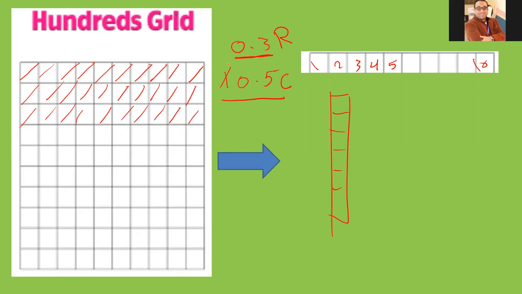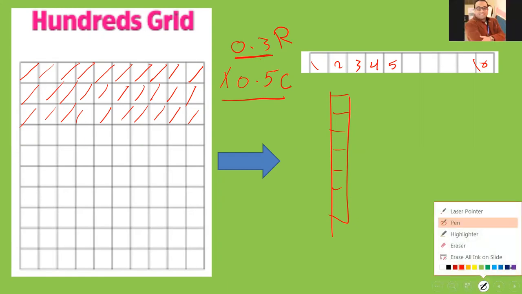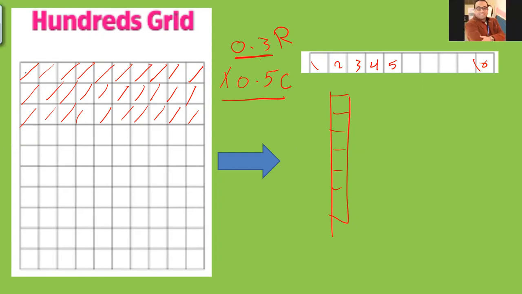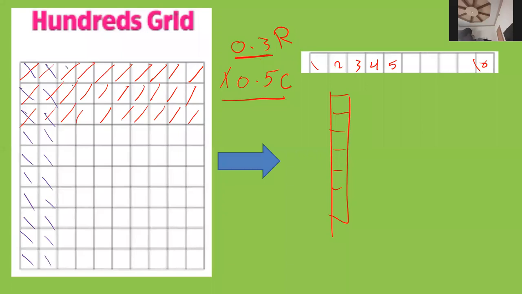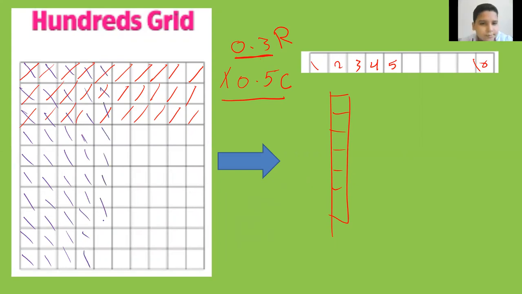Easy? Okay, I will do the same for representing 0.5, but in columns. This is 0.1. And this is 0.2. And this is 0.3. And this is 0.4. And this is the last one, 0.5 columns. I shaded it now.